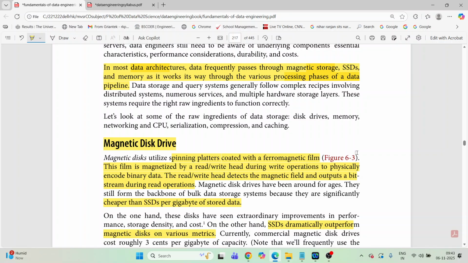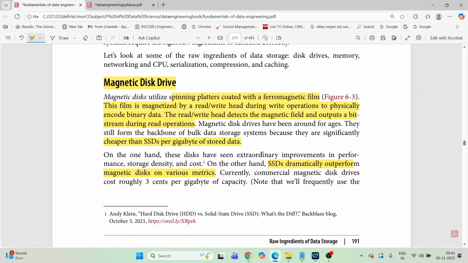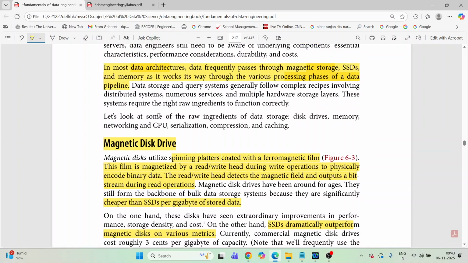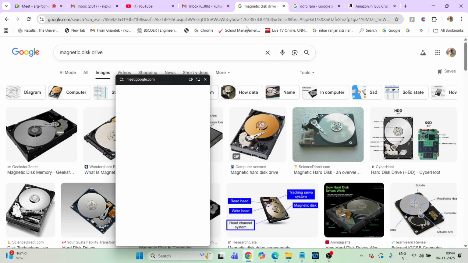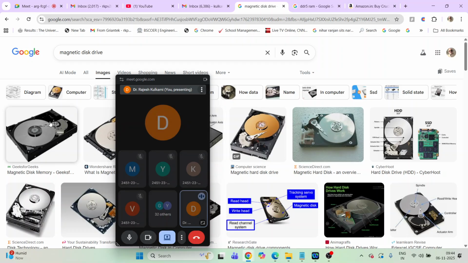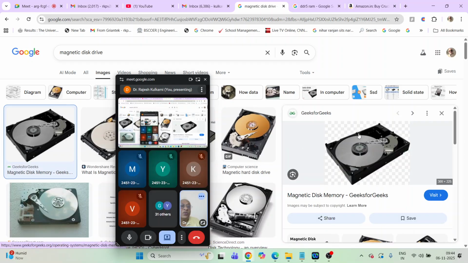Now, many of the topics which we have been learning from our childhood, as well as in our first years or maybe in computer organization subjects, I may be skipping a few of them, which I feel you already know, but we'll be referring to them also. For example, under raw ingredients of storage, the first one is magnetic disk drive, right? The moment we say magnetic disk drive, you see these kinds of images, right?